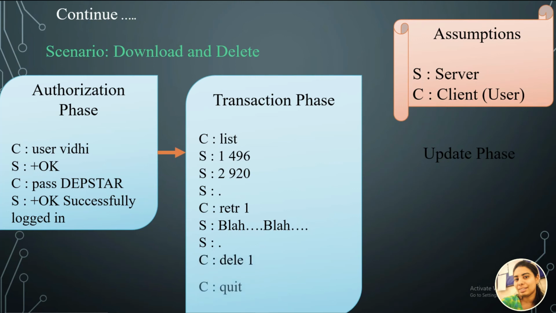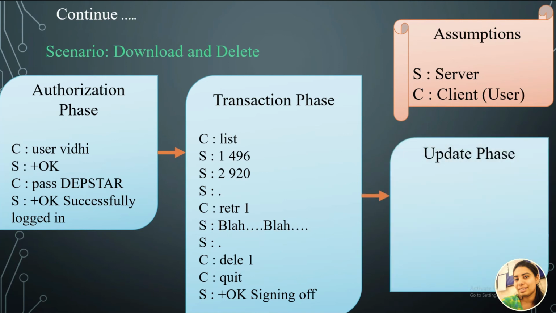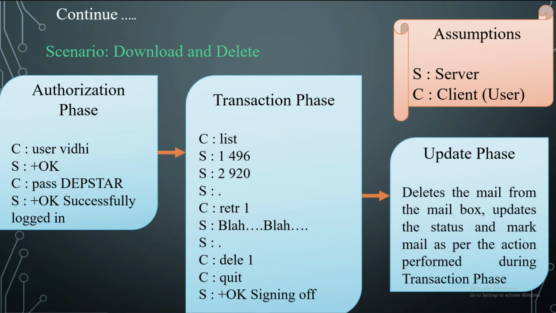When the client quits the session, in the update phase, the deletion or other tasks are saved by the server. So here, after deleting this particular mail, the client sends the quit command and in response, the server provides signing off. So the client moves to the update phase, and in this phase, all the actions are saved by the server, that whatever mail the client has deleted can be deleted from the mailbox, and the other statuses are also updated.